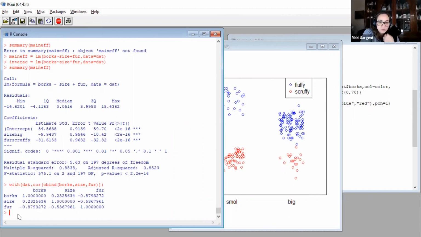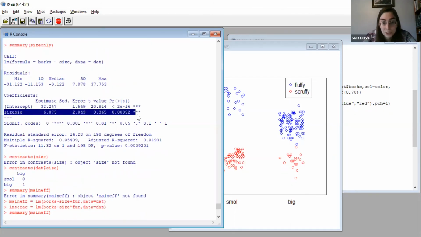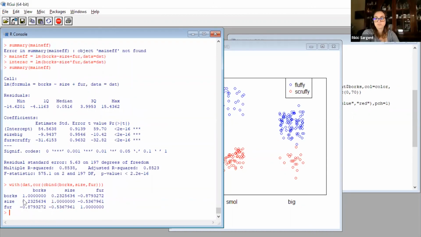So what was the first one we did? We did size with Borks. Yeah, and it's positive, which is what we saw. We see that it's different when we adjust for fur, and that may have to do with the fact that size and fur are so strongly correlated. Yeah, it is useful to look at a correlation matrix like this. This correlation between size and Borks is closely related to this analysis that we did. For example, they would have the same p-value if you're computing it using a traditional t-test like this. This slope is just in the units of actual Borks. And this one is standard deviation units on both variables.